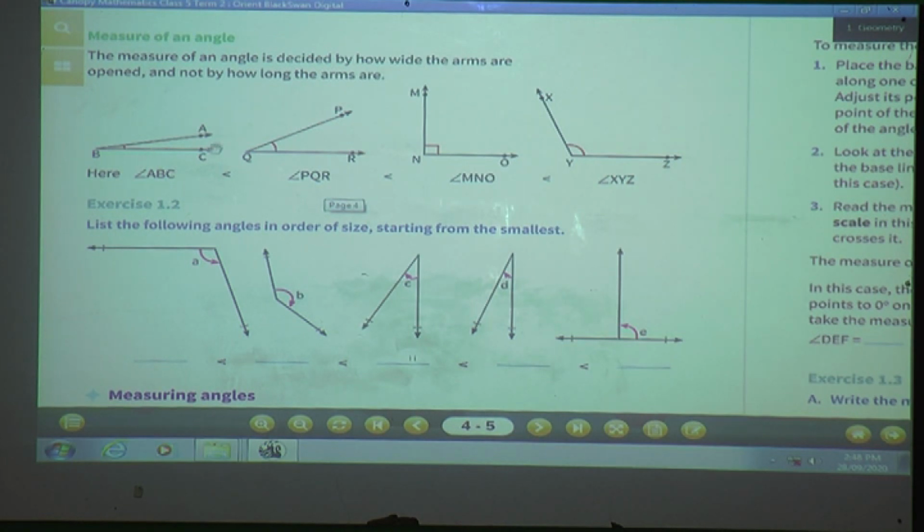See, this angle ABC is very small. Then the angle PQR is bigger than angle ABC. But angle MNO is bigger than angle ABC and angle PQR, and the last one, angle XYZ, is the biggest angle. So students, with the help of this we have to solve exercise number 1.2.